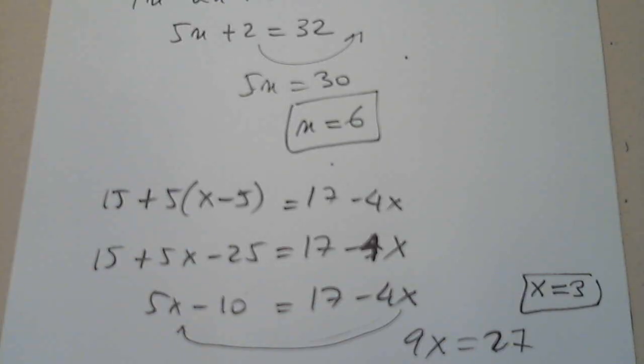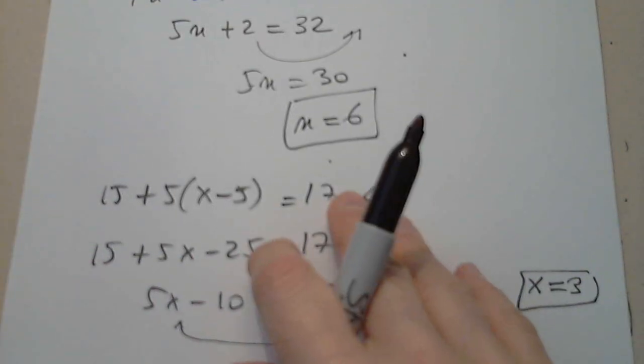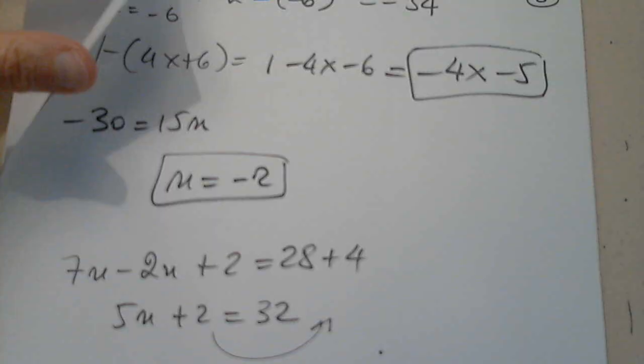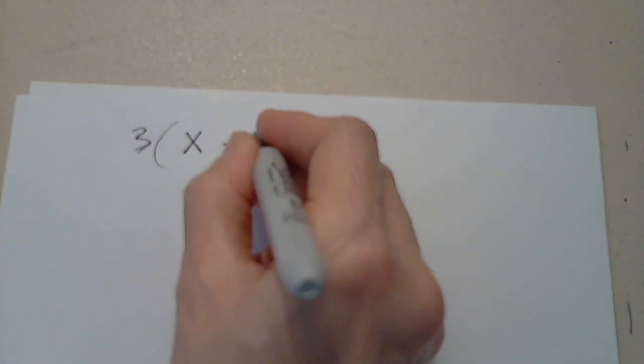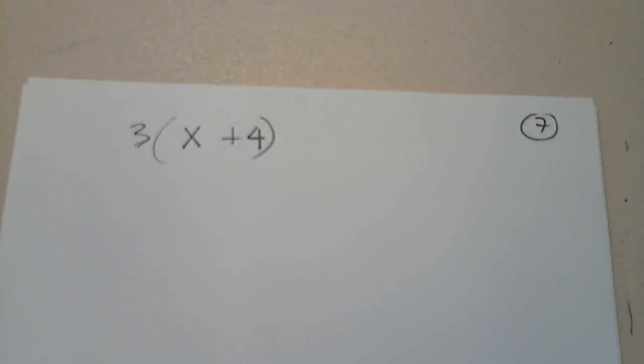Moving on. We have 3 questions here left. So here it is. Okay, 23. Translate the following phrase into an algebraic expression. Triple the sum of a number and 4. Triple the sum of a number and 4.